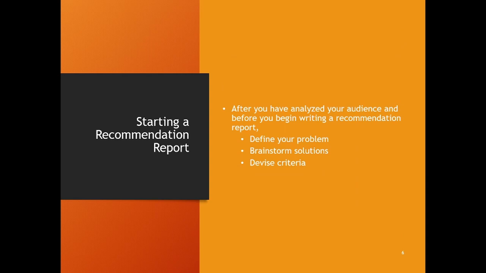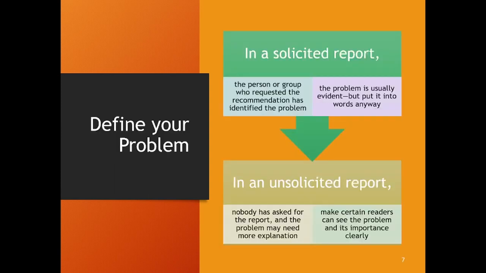After you've done your audience analysis and before you begin writing, what you need to do is define your problem, brainstorm solutions, and then devise criteria for the selection process to determine the proper solution. So first, define your problem. In a solicited report, your problem is usually given to you. So even though it's evident, we still want to put it into words.